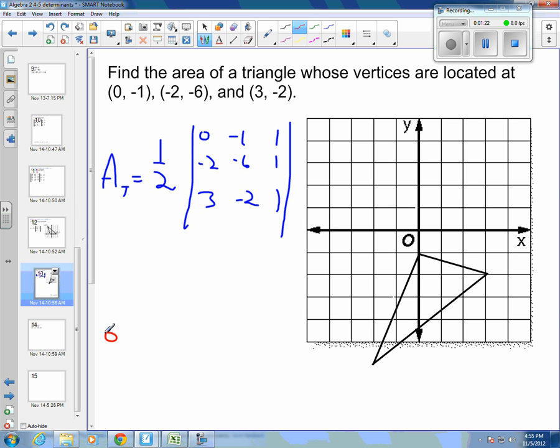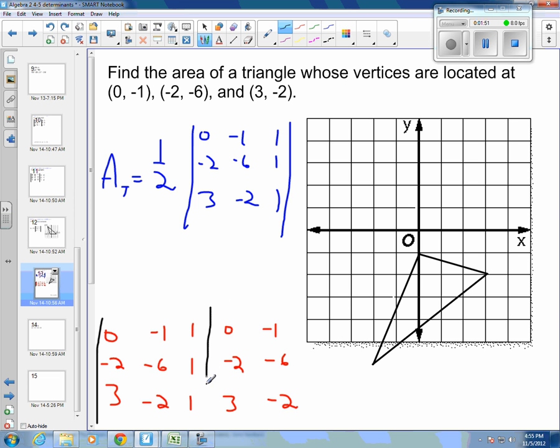So I've got 0, -2, 3, and then I've got -1, -6, -2, and then 1, 1, 1. Remember, I'm going to recopy my first column, so that's going to be a 0, -2, 3. I'm going to recopy my second column. That's a -1, -6, -2. I'm going to put in my determinant lines, so you can see where my original determinant started, and then where I copied my columns.